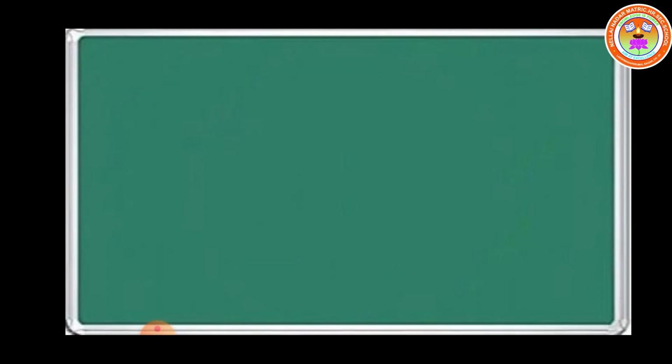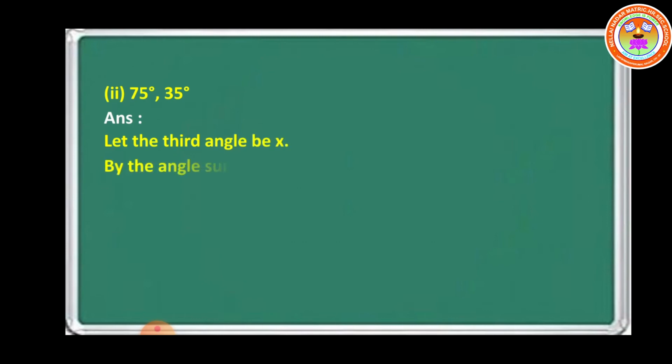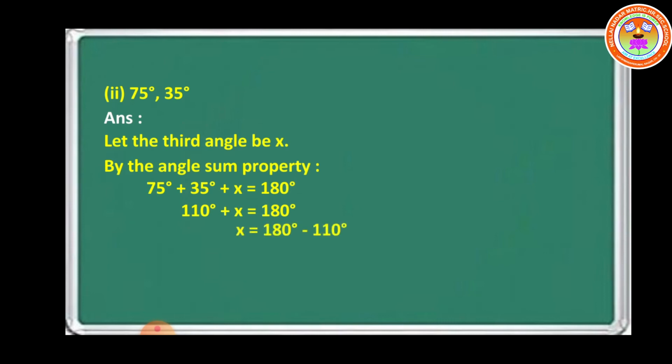Let us move to the second subdivision. Given angles are 75 degrees and 35 degrees. Let the third angle be x. By the angle sum property, 75 degrees plus 35 degrees plus x equals 180 degrees. It gives 110 degrees plus x equals 180 degrees. Therefore, x equals 180 degrees minus 110 degrees, which is equal to 70 degrees. Therefore, the third angle is 70 degrees.